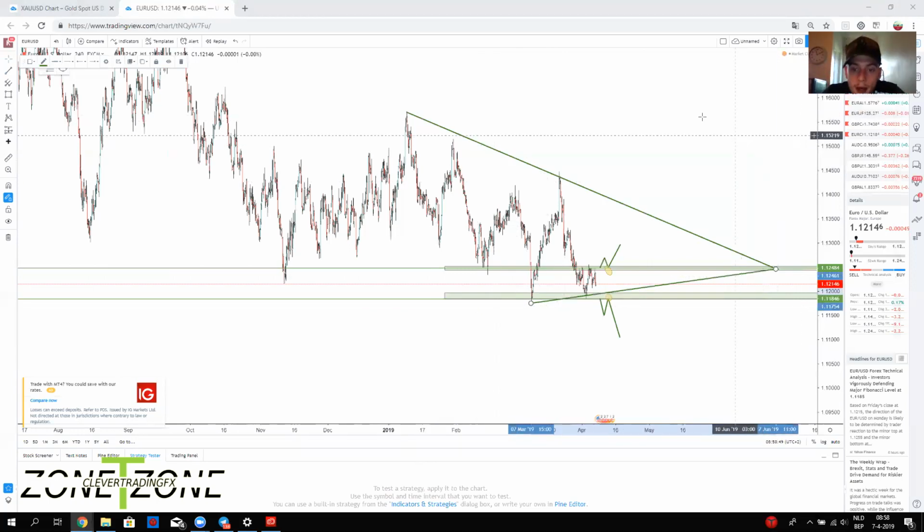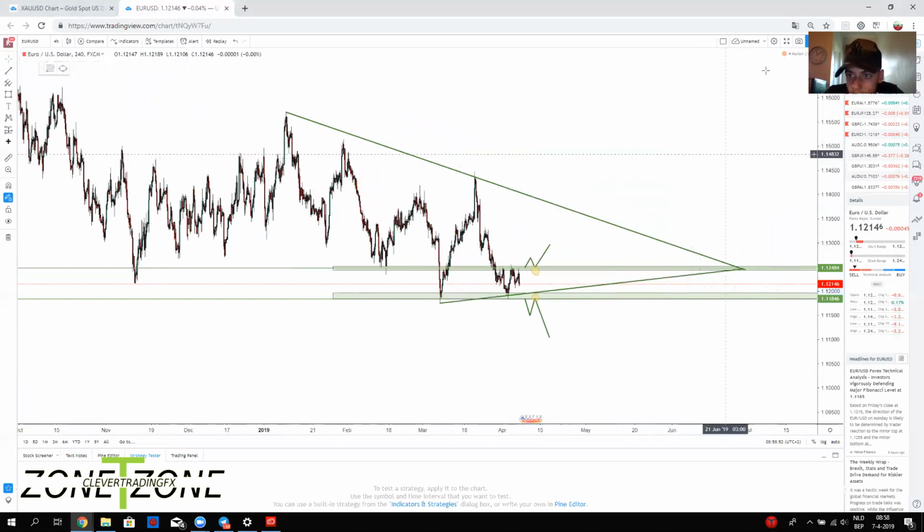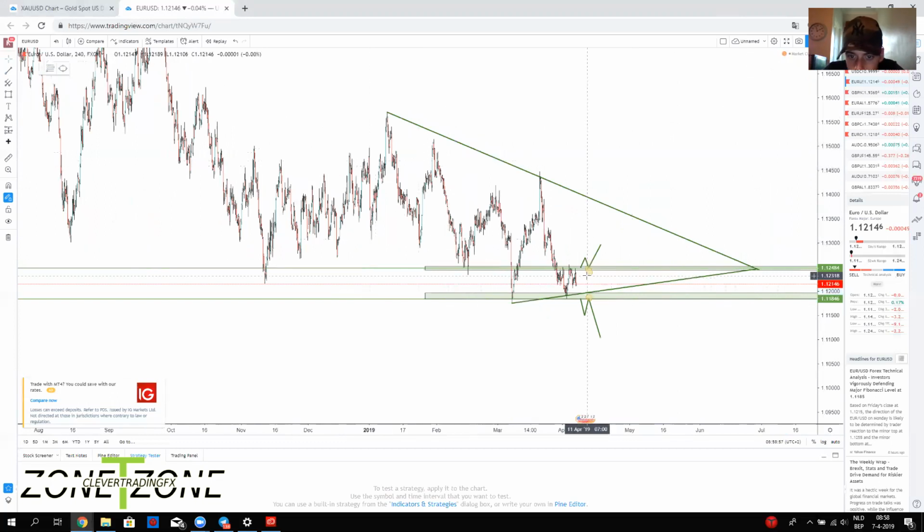Continue like this. So for Euro USD, this is what I'm having. All right, so for the people that like using trend lines, these are the trend lines you see coming from all the way down below. So I want to see this break, touch, going up.